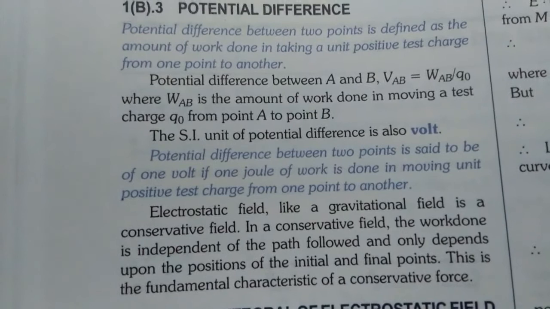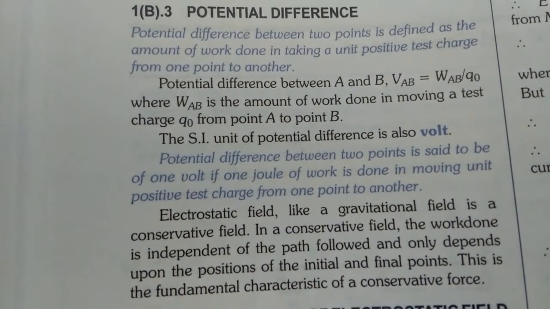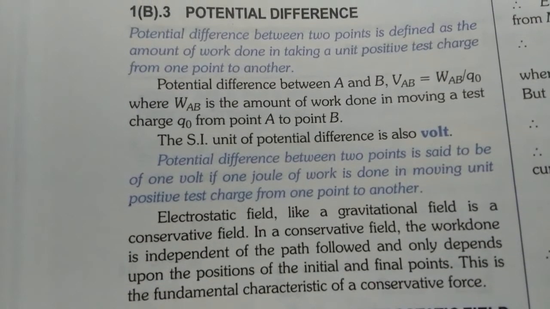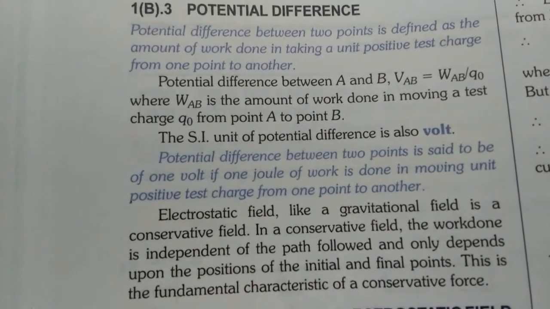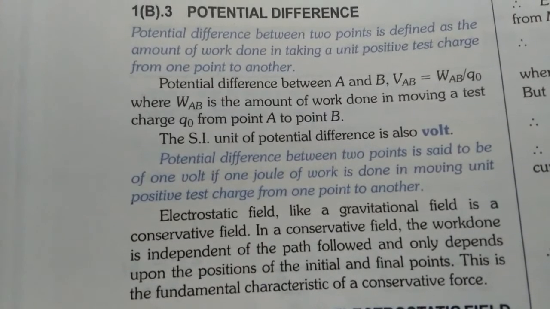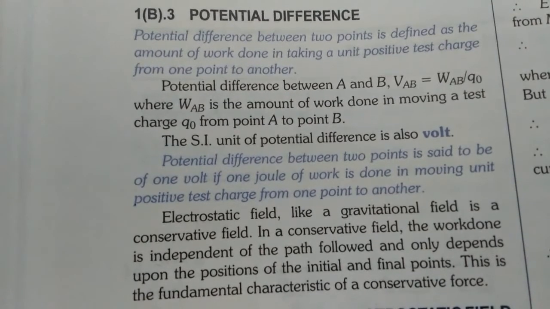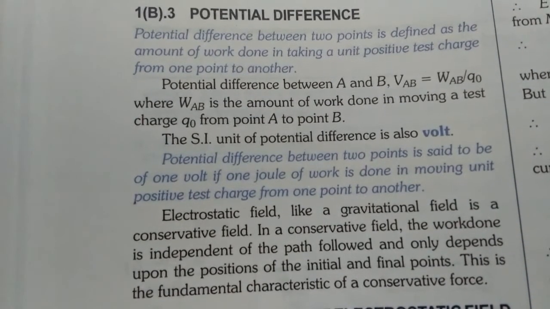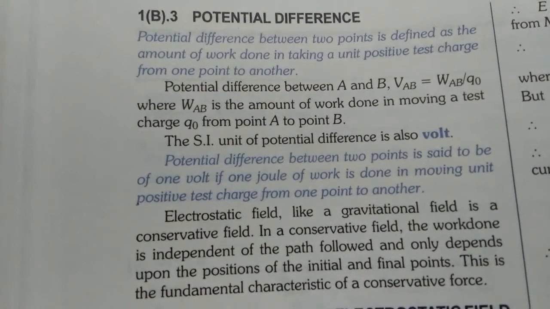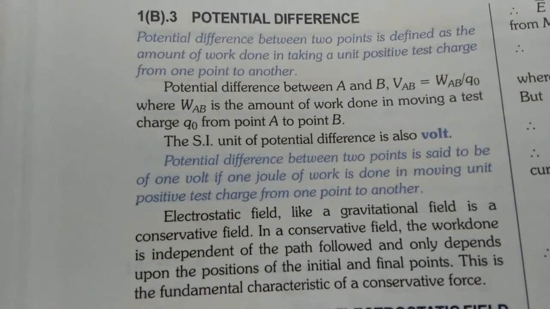Let me tell you the basic difference between electrostatic potential and potential difference. In electrostatic potential, we are moving the test charge from outside the electric field to inside the electric field. And in potential difference, we are moving the test charge inside the electric field from one point to another. So in case of potential difference, the charge is inside the field only, and inside the field we are moving it from one place to another.